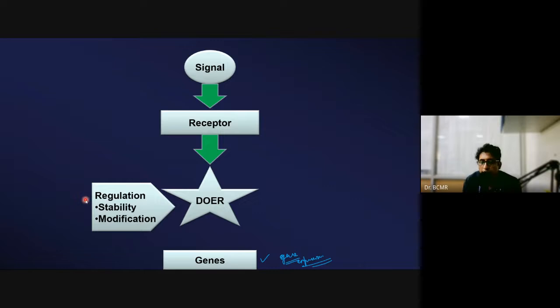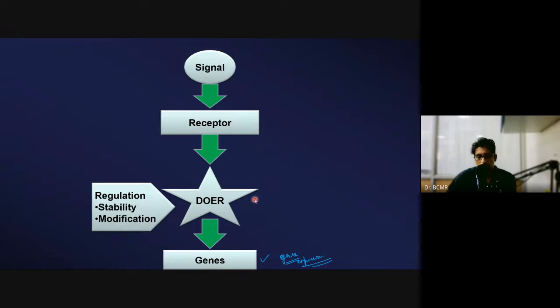Primarily, there are two ways regulation is maintained. One is by stability. Usually the doer is not stable, but if it becomes stable or abundant in the cell, it will go into the nucleus and perform an action, that is, influence the gene expression. Another form of regulation is that the doer is produced but remains inactive because of a post-translational modification. The doer then becomes active and allows or modulates the gene expression. That is how this cycle is.